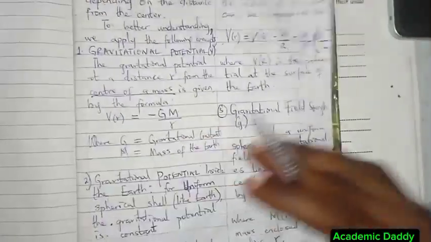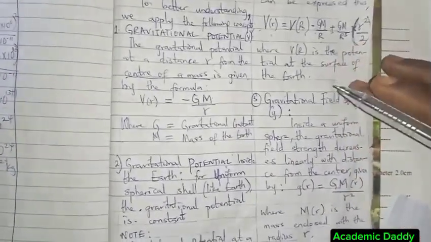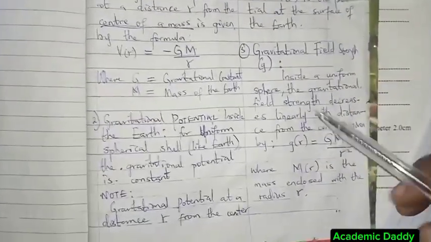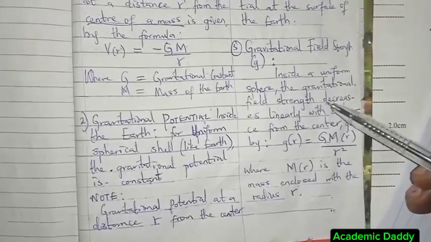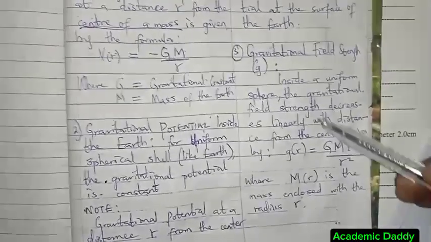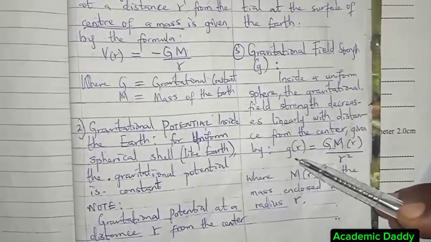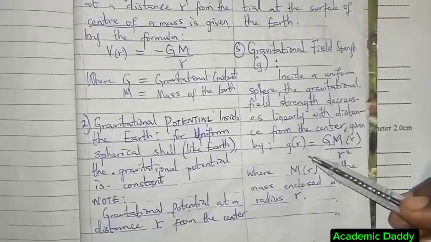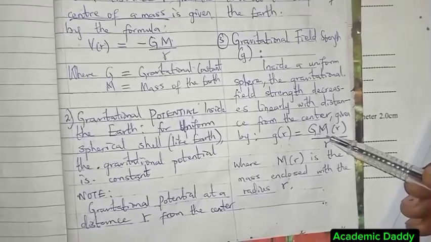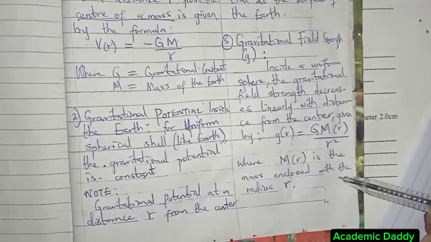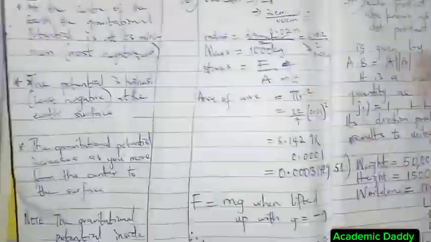Now another concept you need to know, which is the third one, is what we call gravitational field strength. I said inside a uniform sphere, the gravitational field strength decreases linearly with distance from the center, given by g(r), that is the field at a distance from the center, equals G M r all over R square, where M is the mass enclosed within the radius r. Alright, and I said key points, so more like a takeaway.